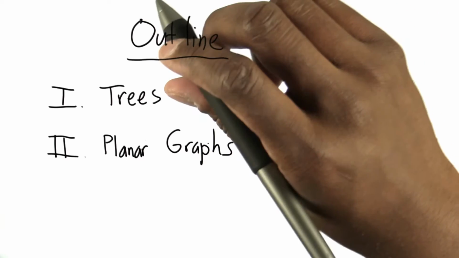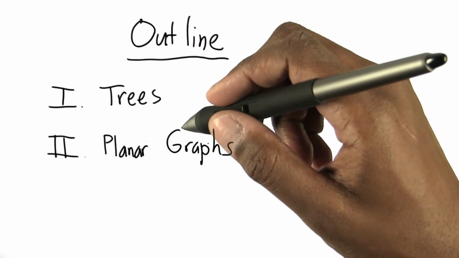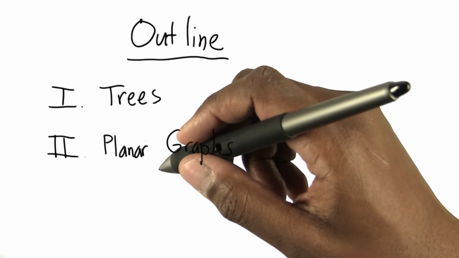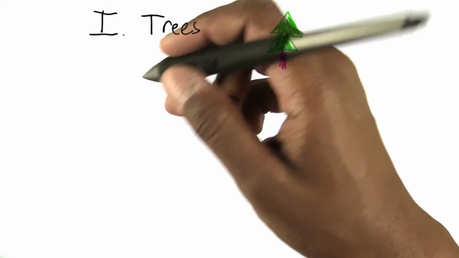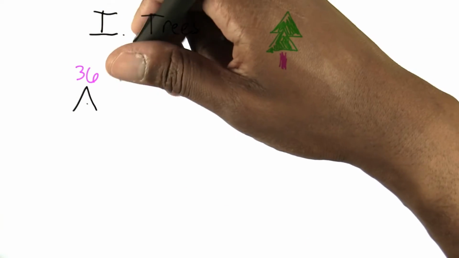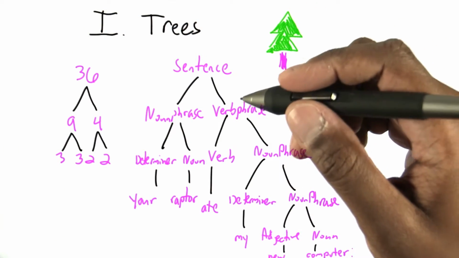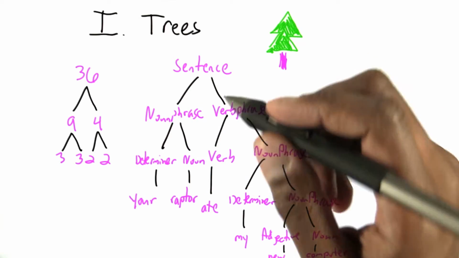We'll begin by talking about binary trees, and then we will talk about graphs, particularly colorings of graphs. First, we'll talk about trees. You've seen trees in many contexts. You've seen factoring trees. You've seen sentence trees. Here's a sentence tree of the type you may have seen when you were learning English.